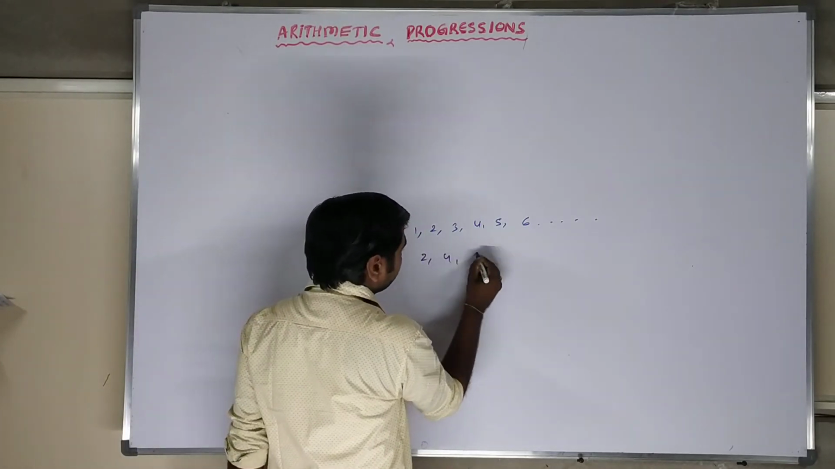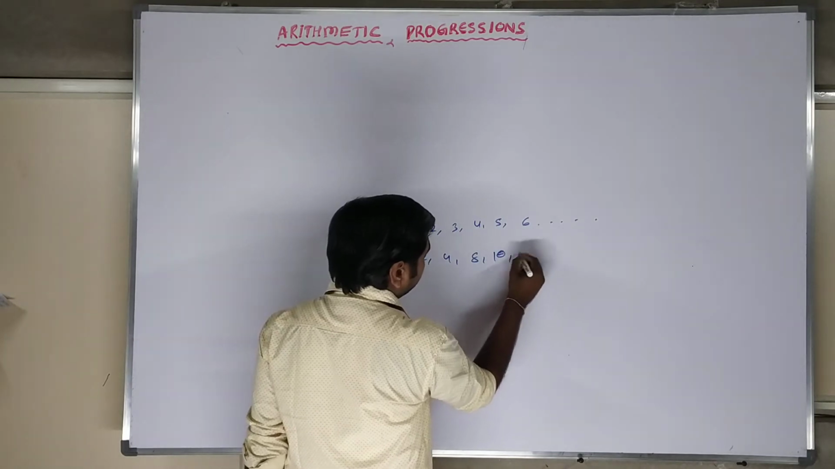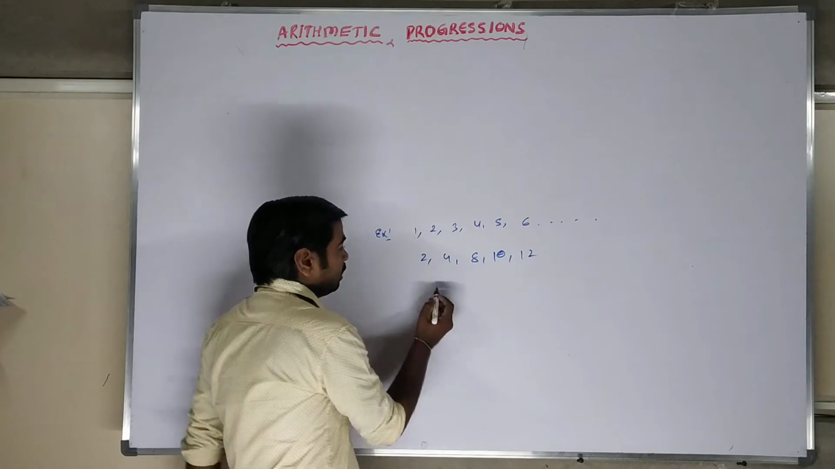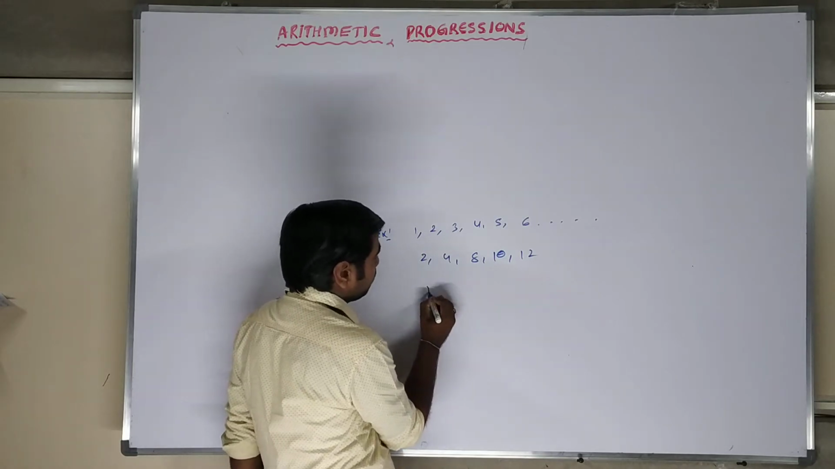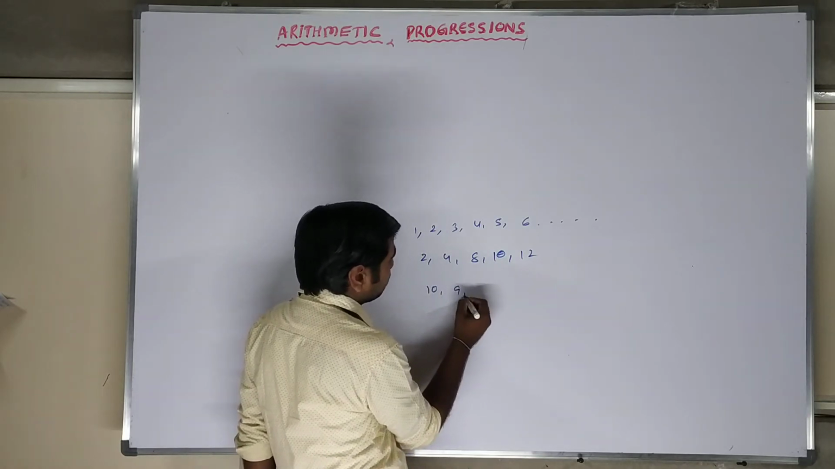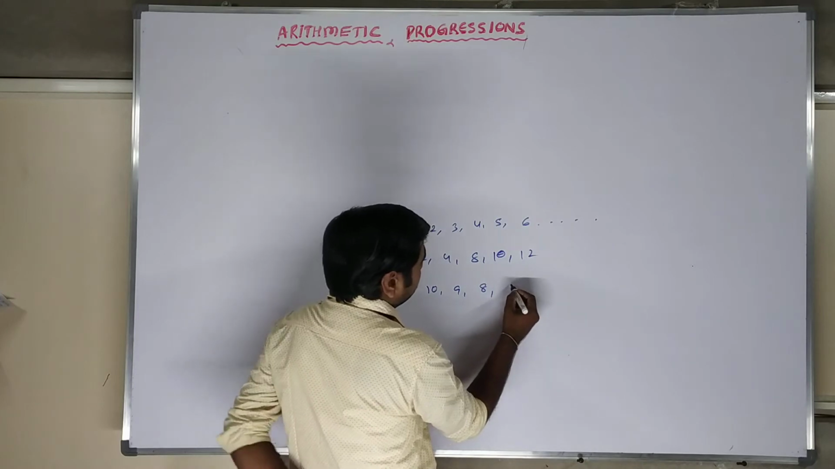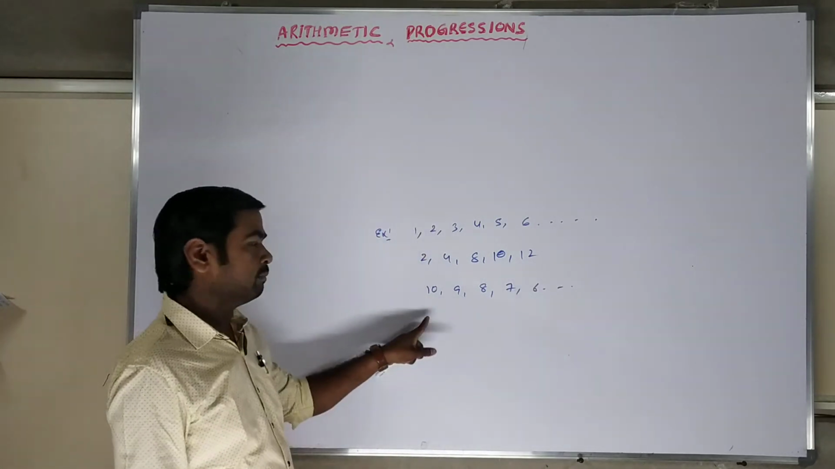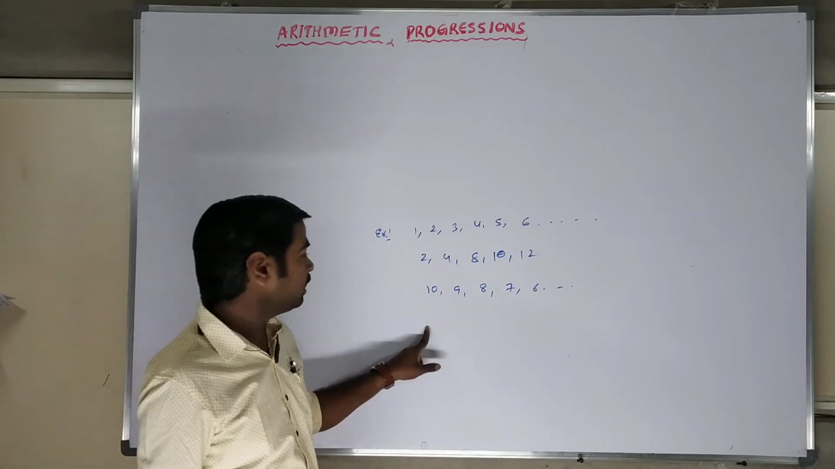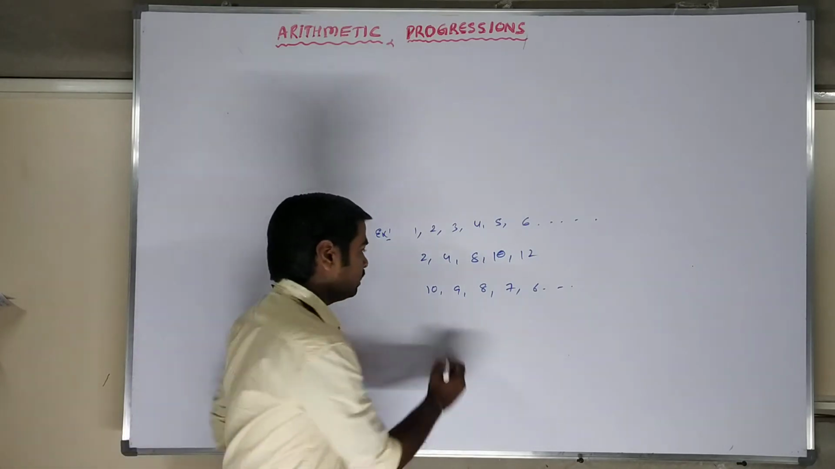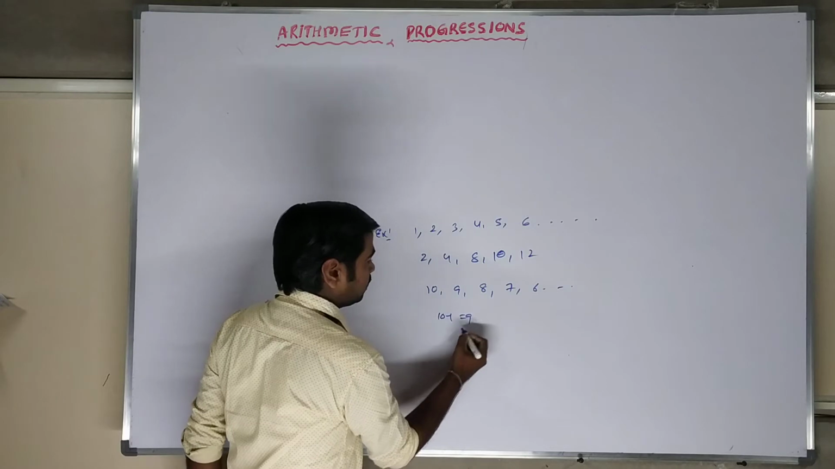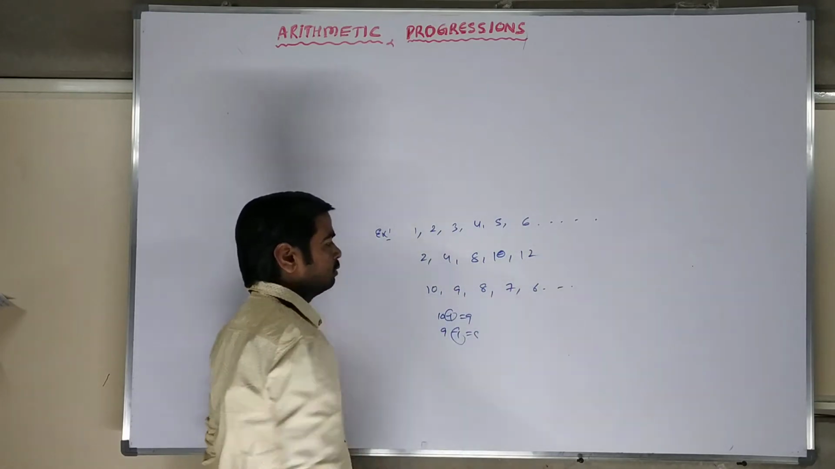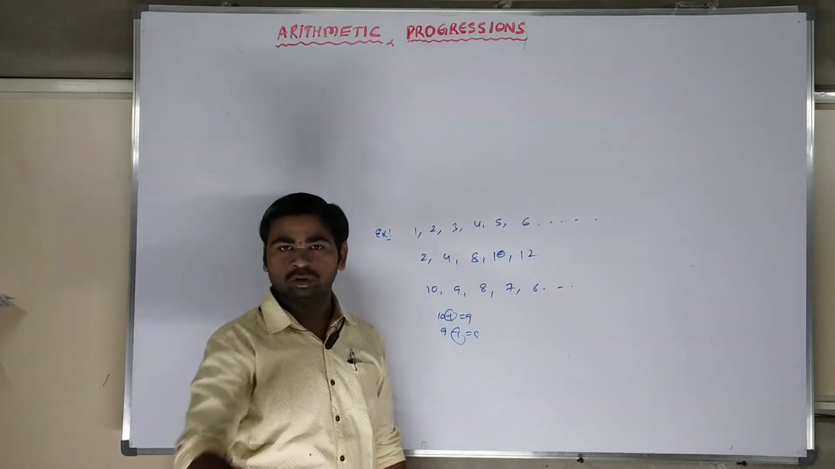Let us take 2, 4, 6, 8, 10, 12. If you are adding 2 to a number, the next is generated. Let us see here 10, 9, 8, 7, 6, and so on. It means if you are adding minus 1: 10 minus 1, 9 is generated. 9 minus 1, 8 is generated. If you are adding minus 1 to the preceding number, the sequence is generated.